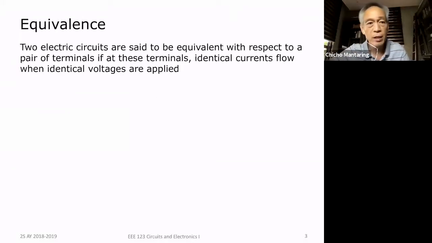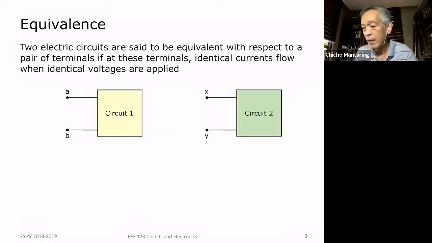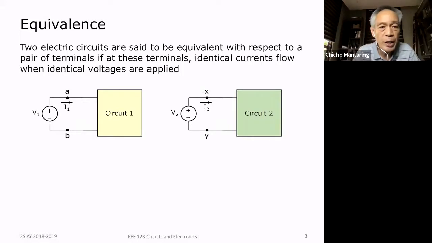What is the definition of equivalence? Two electric circuits are said to be equivalent with respect to a pair of terminals if at these terminals, identical currents flow when identical voltages are applied. Let's say I have two circuits, circuit one and circuit two. I apply a voltage V1 at circuit one. I expect the current I1 to flow. I apply a voltage V2 at circuit two. I expect a current I2 to flow.